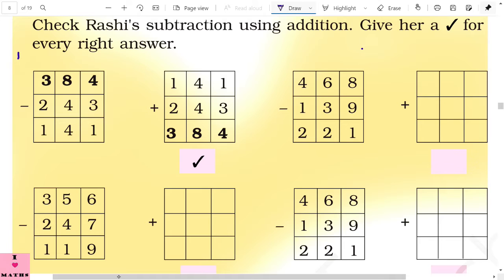So children, look at the first question. This is a subtraction sum. Here, the number which is written on the top, this number 384, is called minuend. M-I-N-U-E-N-D. This number is called minuend, and the number which is written below it, the bottom number, is called subtrahend.